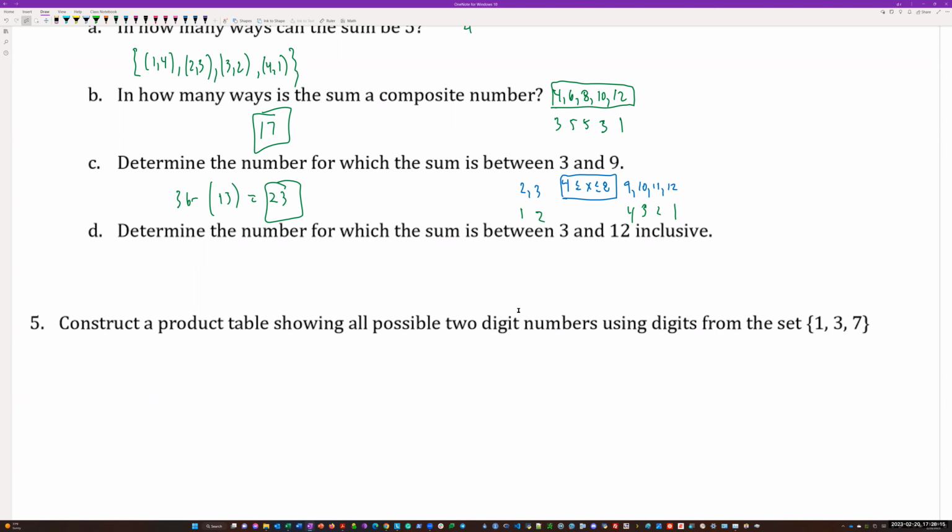32 is correct. So for 2, there's one way to do it. For 3, there's 2 ways to do it. Then for 12, there's one way to do it. So we have to subtract 4. So it's 36 minus the 4. So we get 32. Does that make sense?